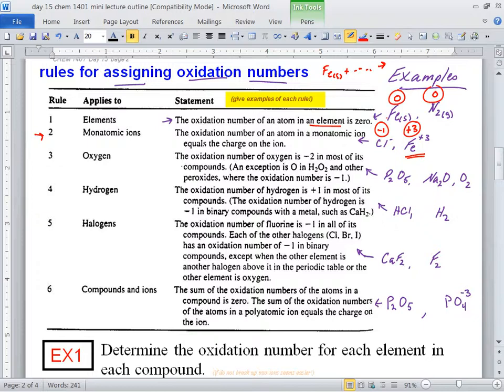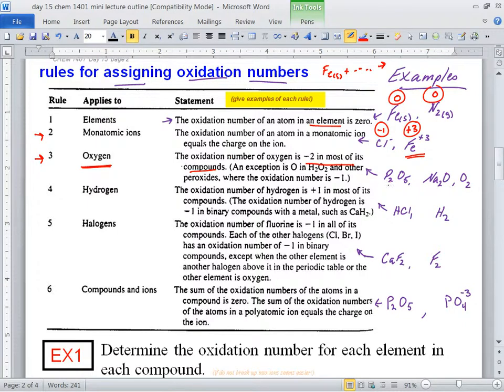Oxygen. They have a rule all on its own, rule number 3. They say it's negative 2 in pretty much everything. You can read the details, the rest of this, talking about peroxides, but maybe 1 out of 100 problems you'll see it, so I'm not even going to cover the exceptions. If you see oxygen, just always call it negative 2. That's all you're pretty much going to see in the homework.